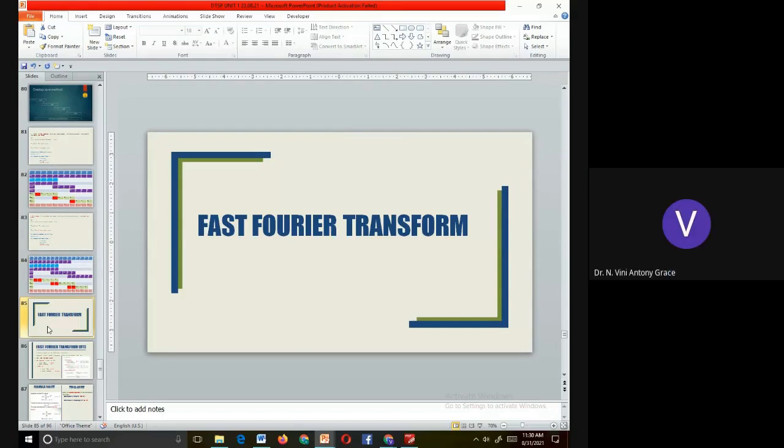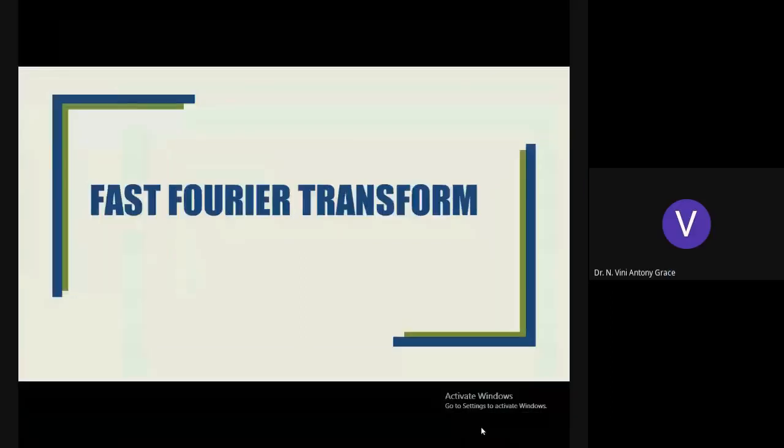In this class, we are going to start a new topic which is called fast Fourier transform, which will usually be abbreviated as FFT. As I told you in the introduction of this unit, fast Fourier transform is not a separate transform like your DTFT or DFT or Z transform.